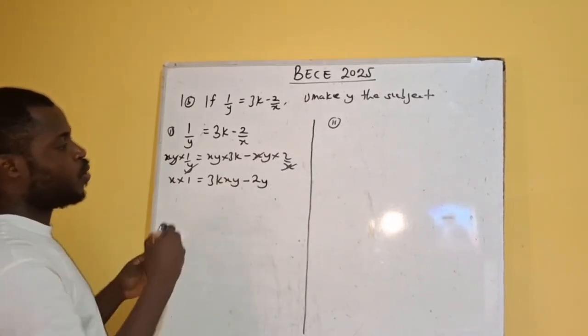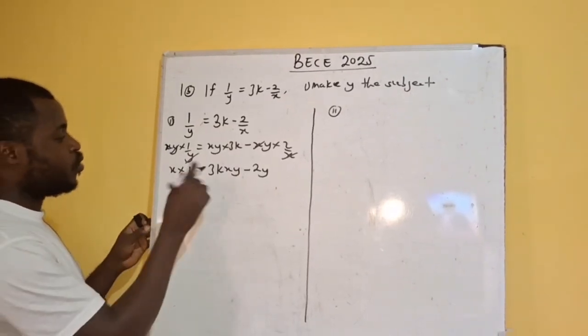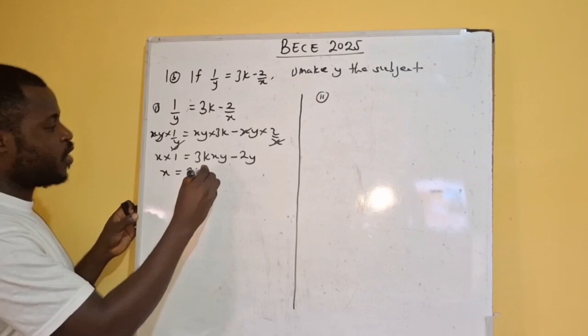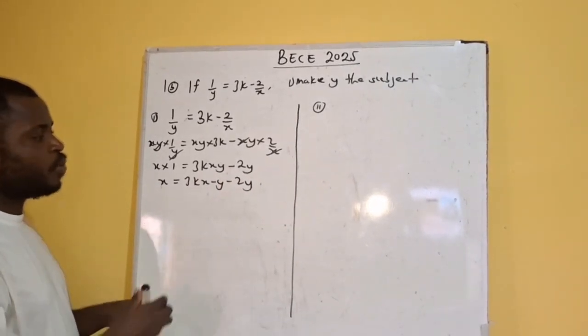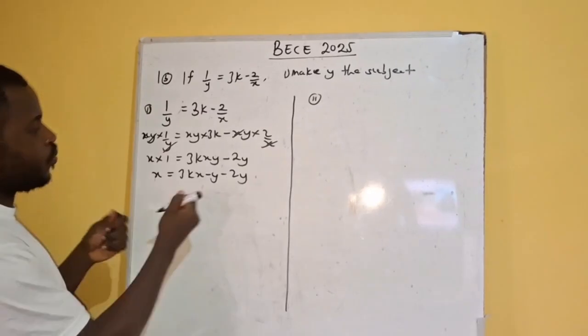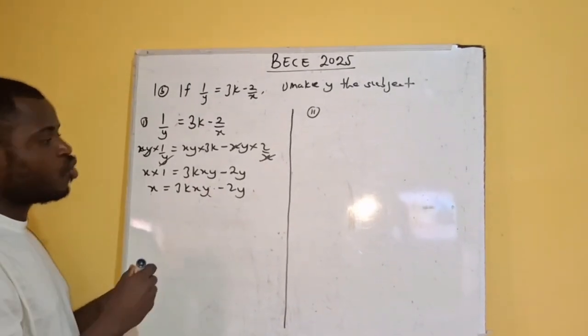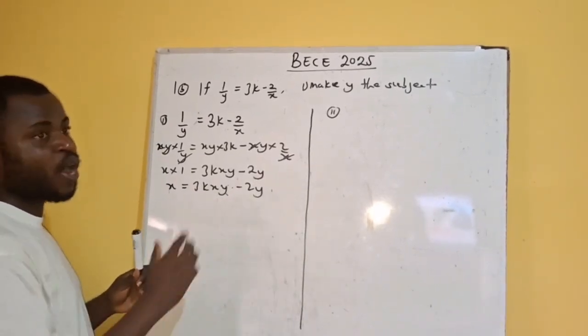Although it is y times 2, normally we write the number before the alphabet. Now we are making what the subject? x times 1 is the same as x, which will give us x equals 3kxy minus 2y. We are making y the subject, but you can see that the y is still attached. There's y here and y here. How do we get our y? We solve y by factorizing the y out.